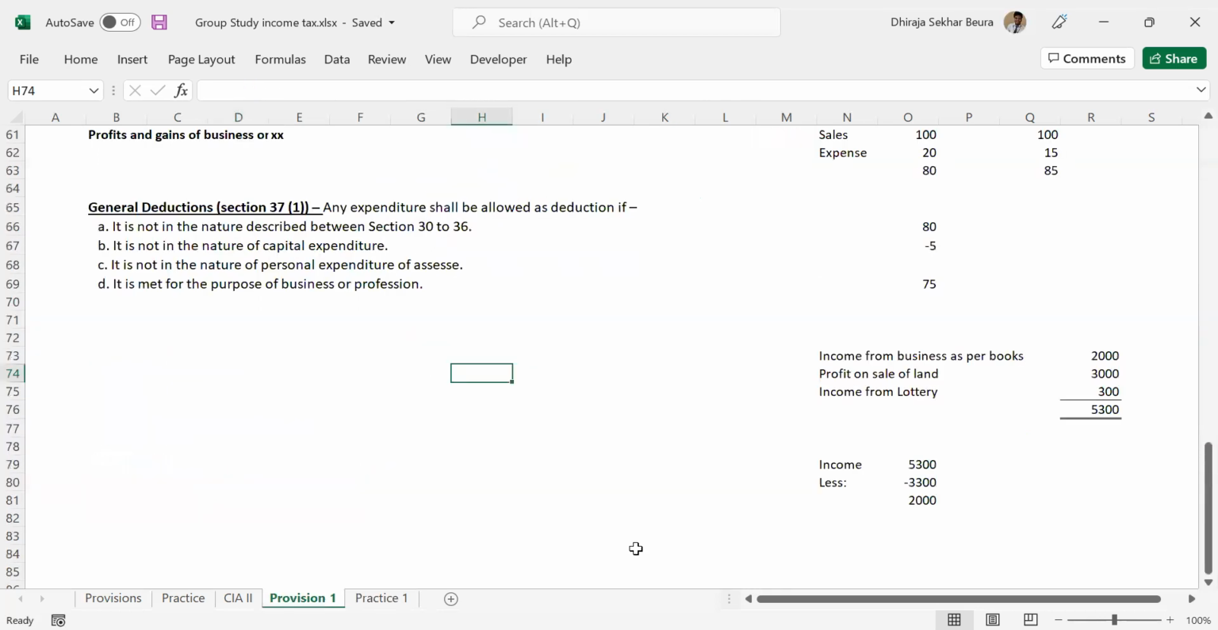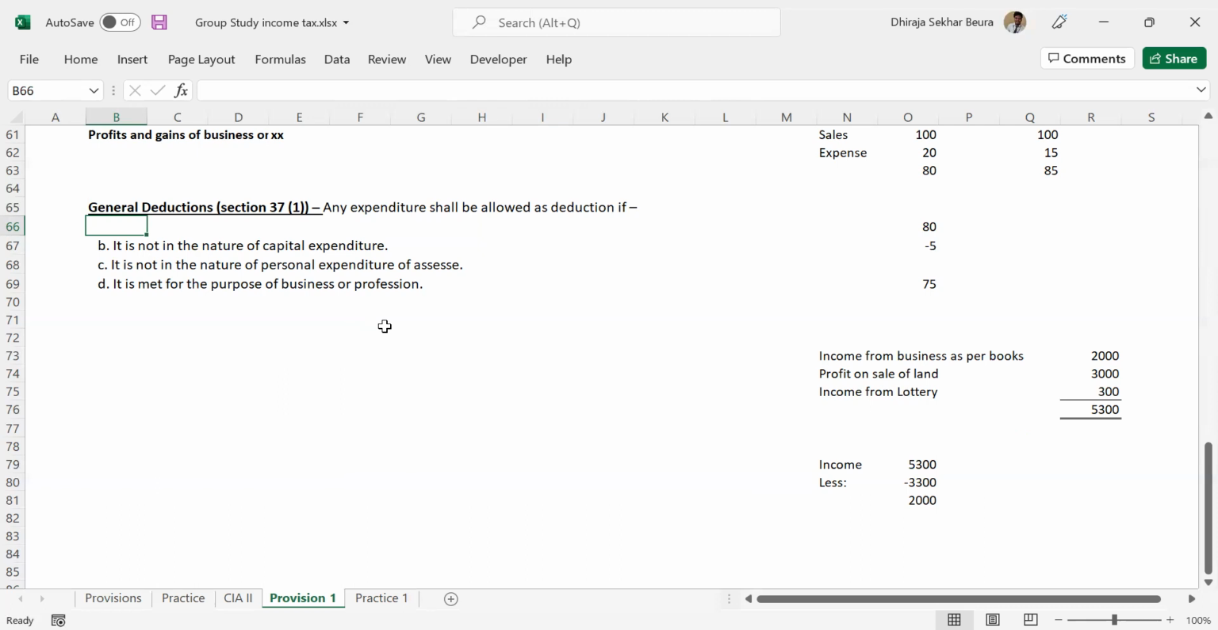Okay. One more provision is something like this. When we talk about allowed or not allowed, one basic concept is this. An expenditure will be allowed if it is not the nature described between 30 to 36. Forget about it. The first one I'm deleting also. Second one is, it is not in the nature of capital expenditure. What does this mean? What is capital expenditure? Can somebody tell? Buying machinery or anything. Yeah, asset is purchased. That is not an expense, right? It should not be deducted.